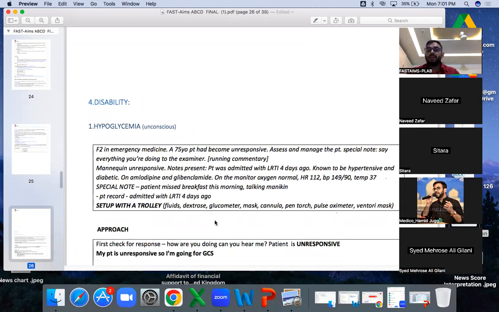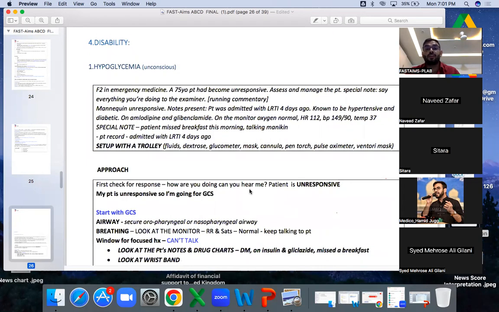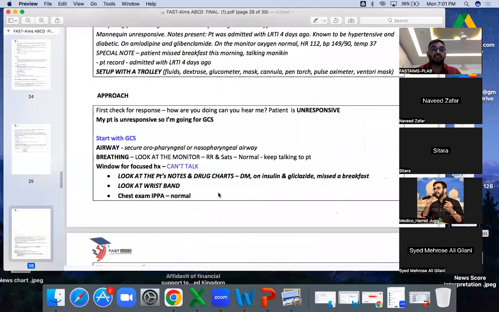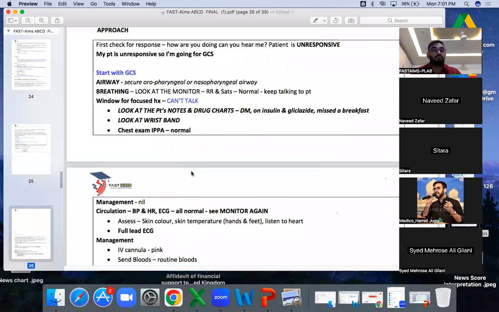So it is unresponsive, and what you will do is perform the GCS. Whether they can give you, okay, he is 9 on GCS, go on. But you will start doing GCS again. After doing GCS, for example, he's not talking, so you're not going to ask anything because he's not talking. You are going to go for the examination.